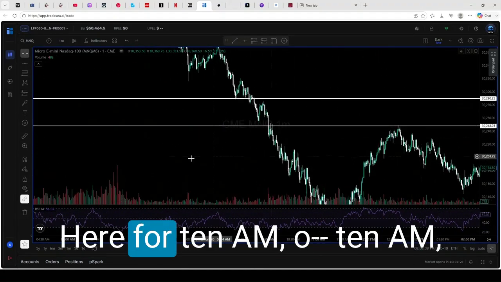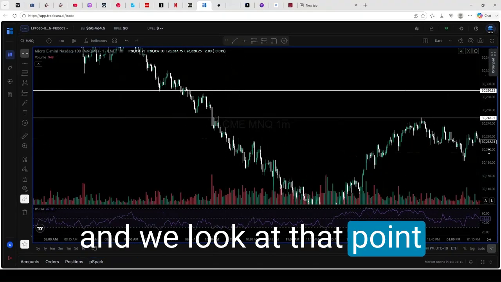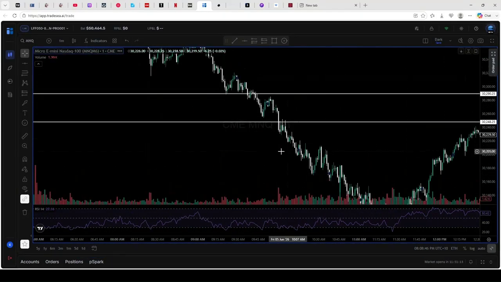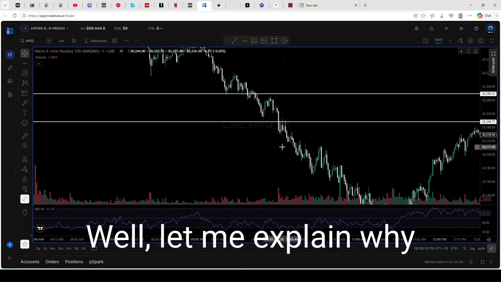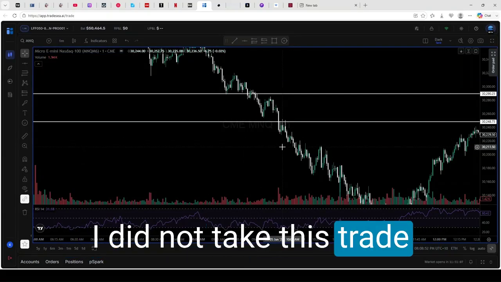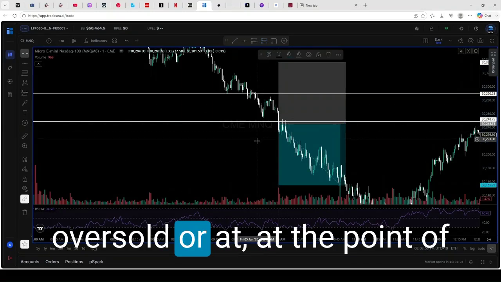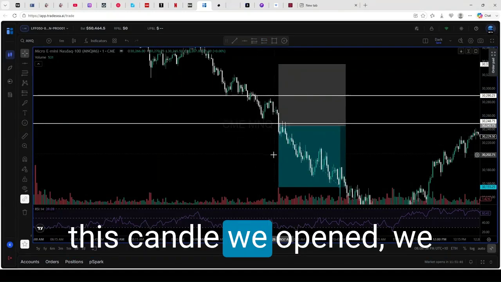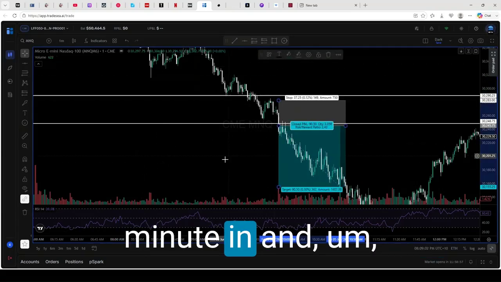Where are we? Here for 10 a.m. 10 a.m. and we look at that point. So then, as you can see, boom, we broke out nicely. I did not take this trade. Well, let me explain why I did not take this trade. Because we are oversold. Or at the point of this candle, we closed at an oversold point. It's literally the first minute in.